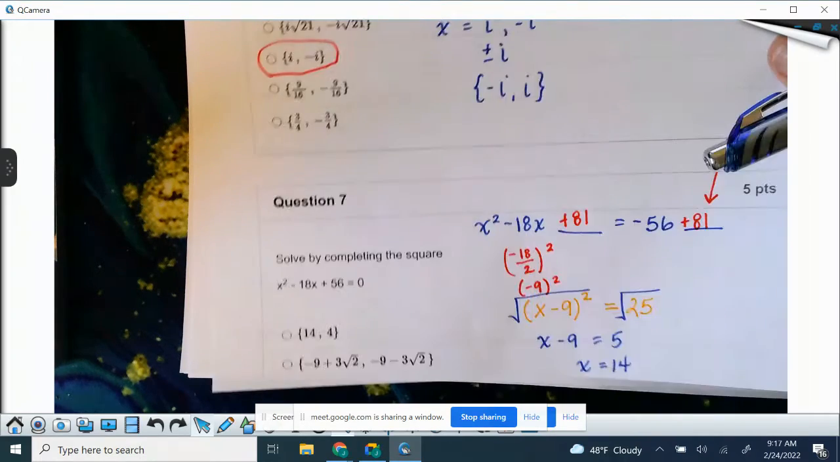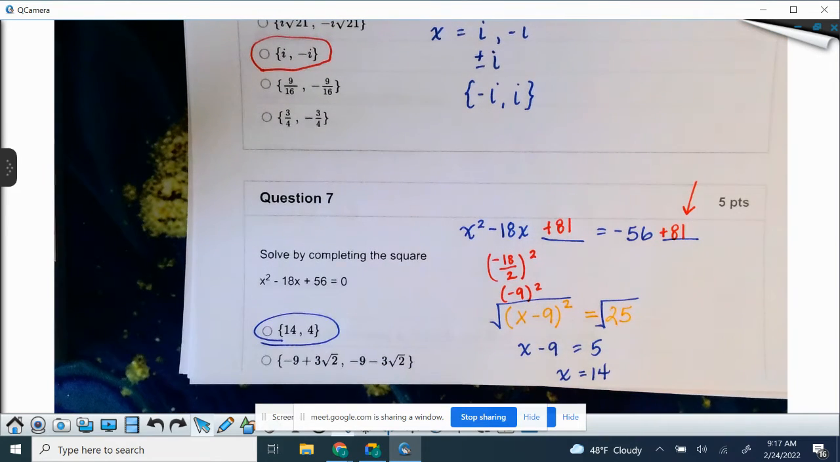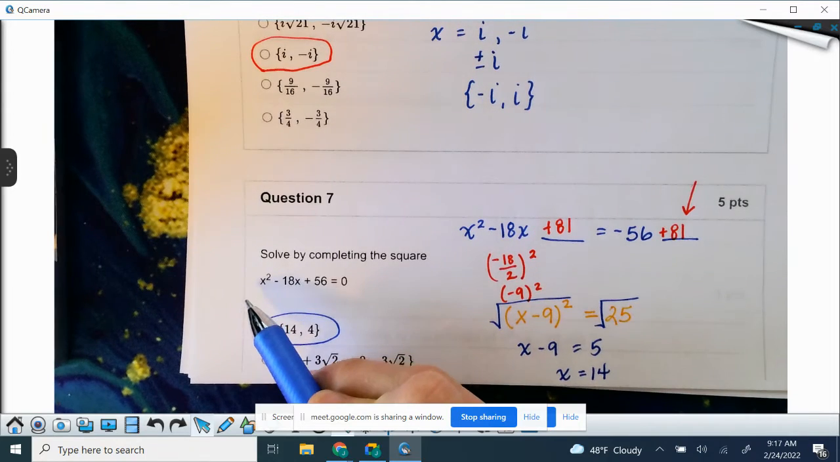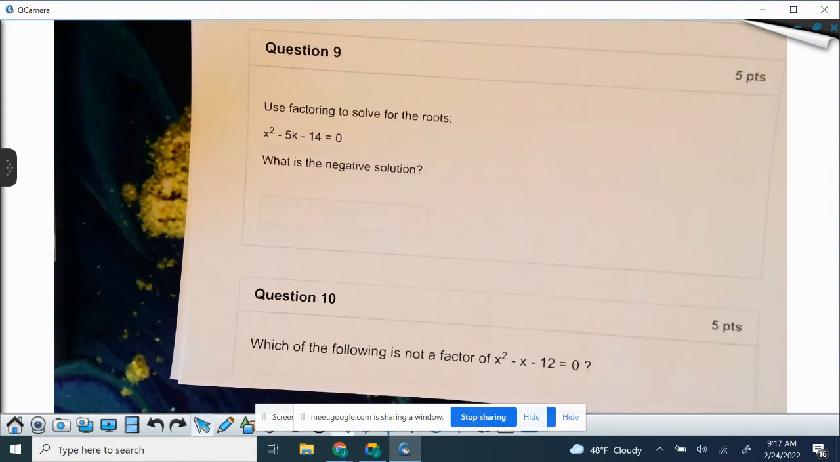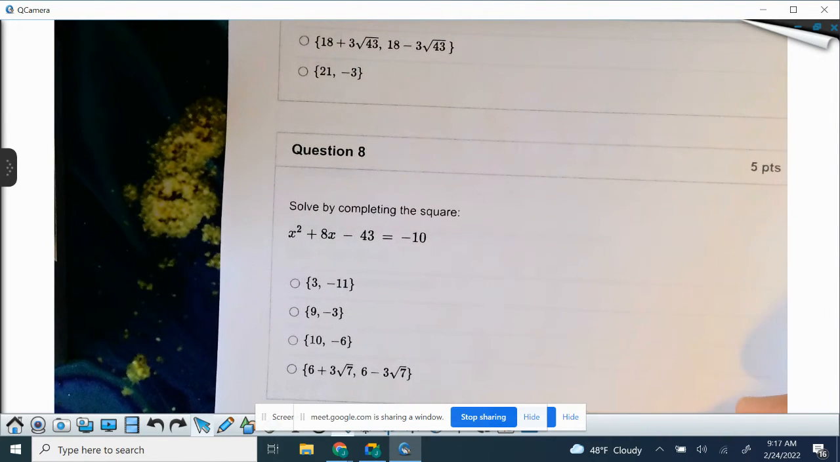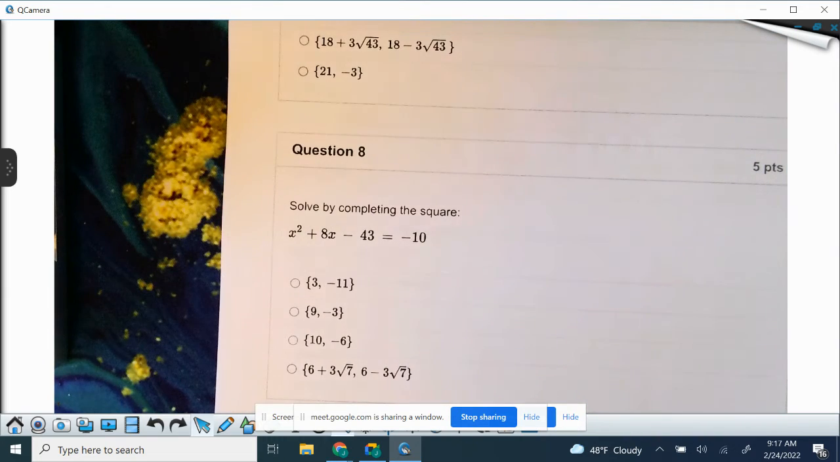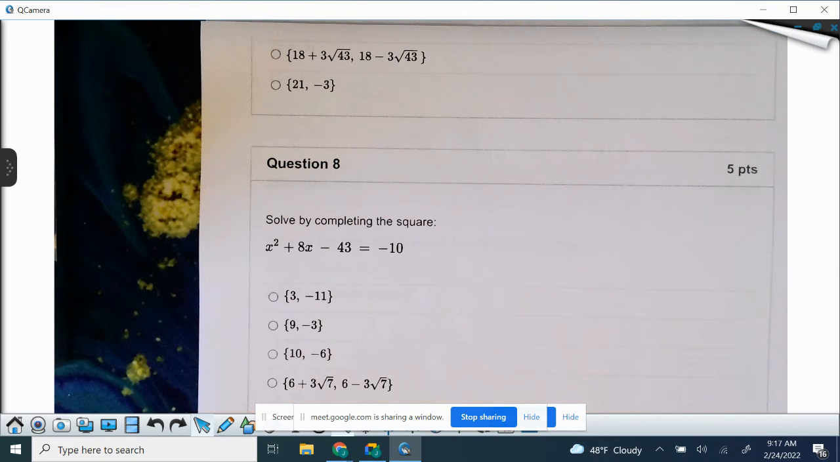Yep, look at my answer choices. Make sure we're good. We know that's that one. And the way you would get your 4 is plugging in through the equation. All right, the way you get to 4, sorry, my brain's not awake yet.